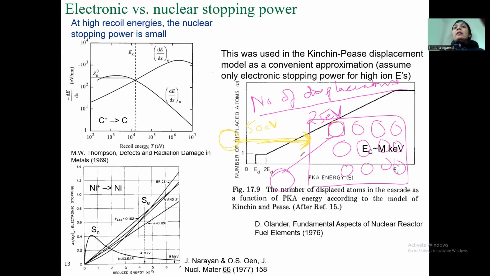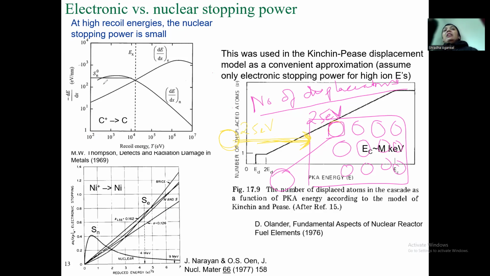But imagine if I give it not 50 eV, but I give it only 25 eV, then what will happen? 25 eV is the energy required to displace, and I only give it 25 eV. No displacement will happen because by the time it reaches the atom, it is already below 25 eV. So a safe number somebody told.